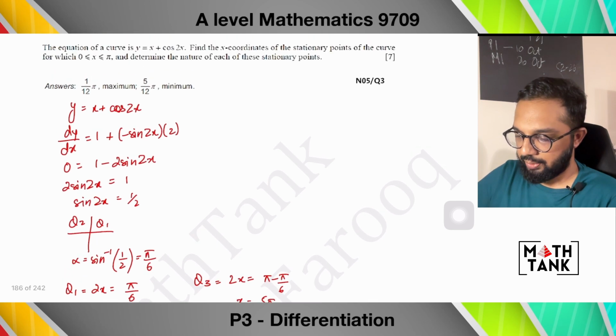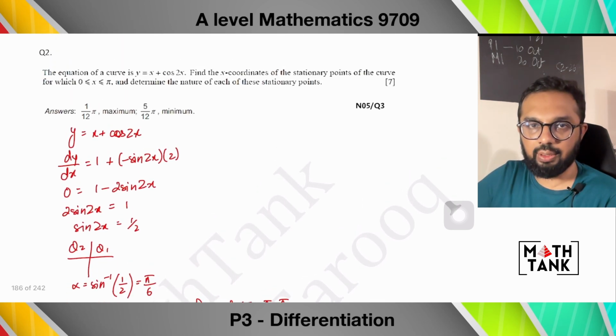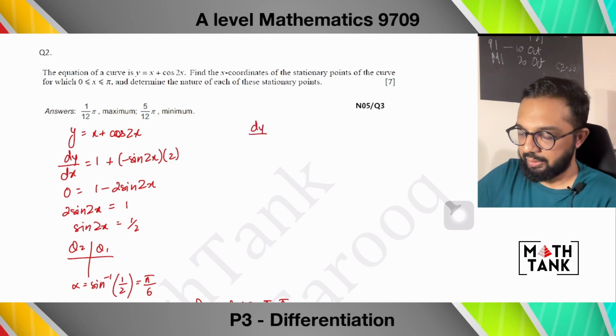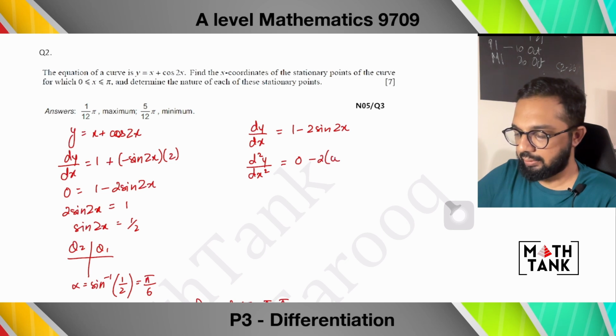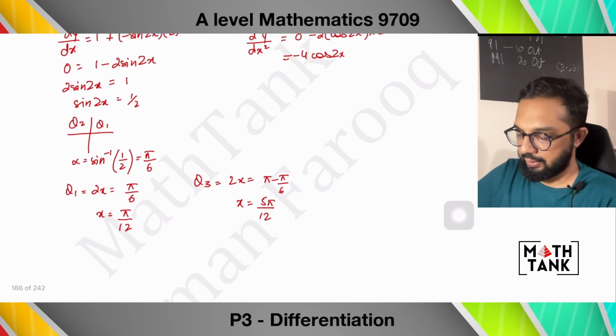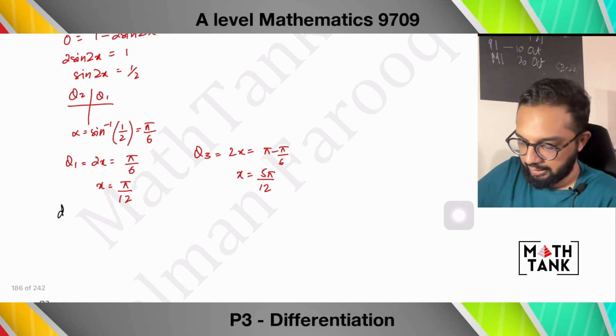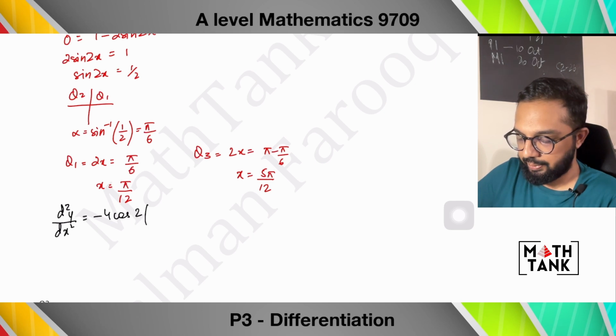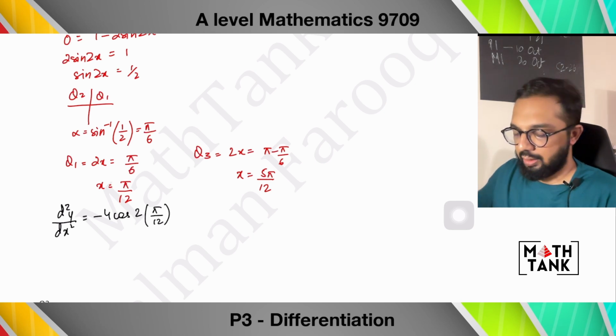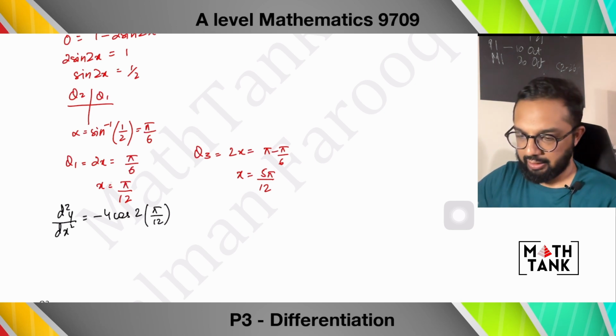Now, in order to determine the nature of these stationary points, what I'm going to do is write dy by dx equals 1 minus 2 sine 2x, and I'm going to double differentiate this into 2. So I get minus 4 cos 2x. So using these in the double differential will tell me whether they are maximum points or minimum points. So minus 4 cos 2 into pi over 12. Okay, that gives me possibly a negative answer.